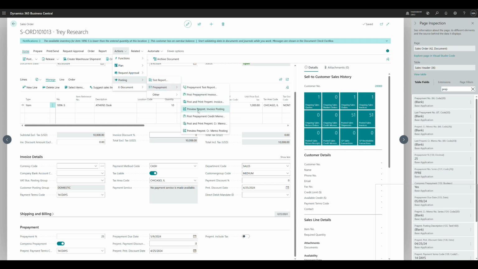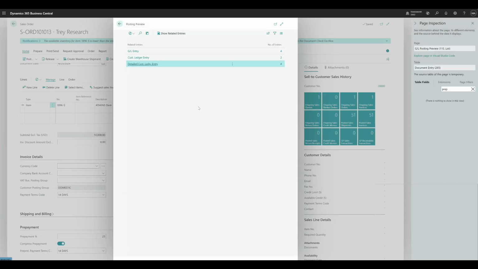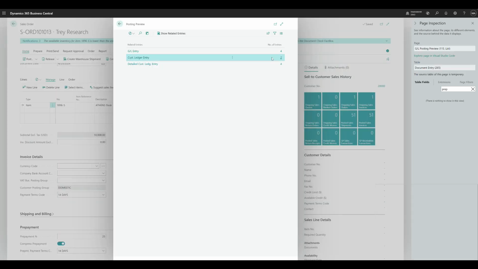Preview prepayment invoice posting. Let's see what's happening now. Remember last time we had one customer ledger entry for the invoice. Now we have two customer ledger entries. One is for the invoice and one is for payment, and we see here how the two are offsetting each other on the same transaction.